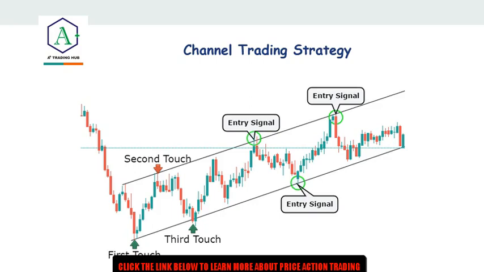So you draw your two trend lines like this. All you'll be looking for is, anytime price touches your trend line support, the trend line below, you look for a buying opportunity. When it goes up and touches your trend line resistance, you look for selling opportunities. So that is the channel trading strategy.